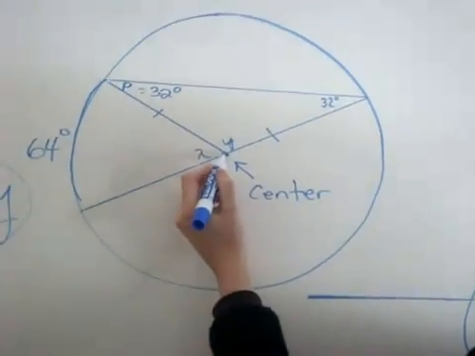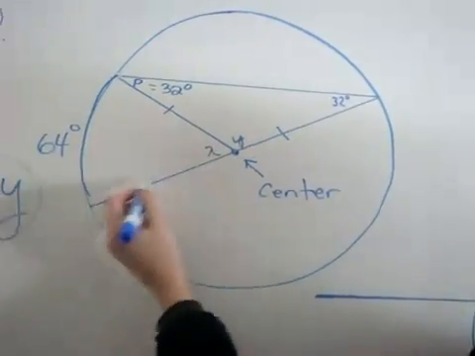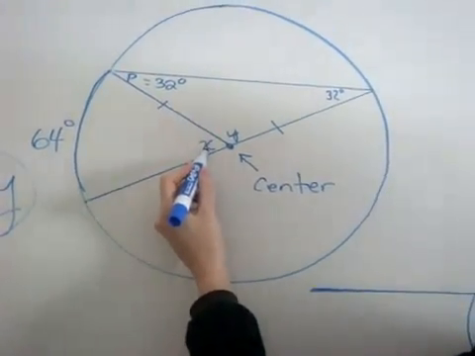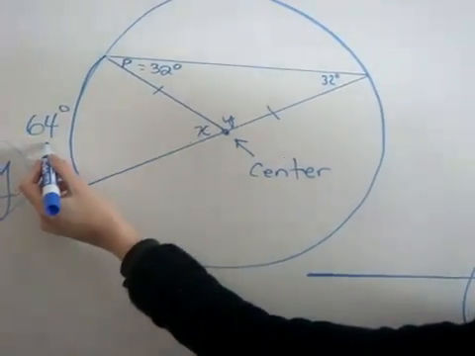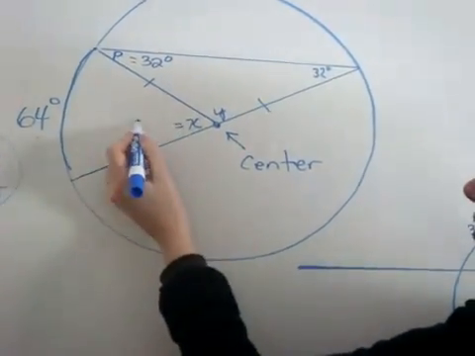Next thing is, since this is a center, this is a central angle. The central angle is the same as the intercepted arc. So this one's going to be 64.